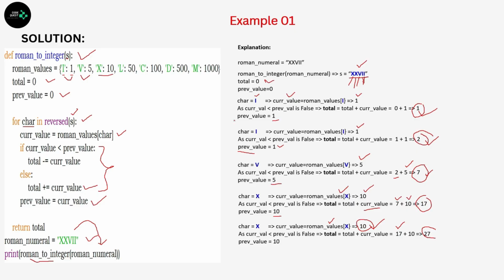As we are done with reading all the symbols present in the string, this for loop is going to end. By the end of this function, we are returning the value of total, which is nothing but 27. That is what I am going to print.